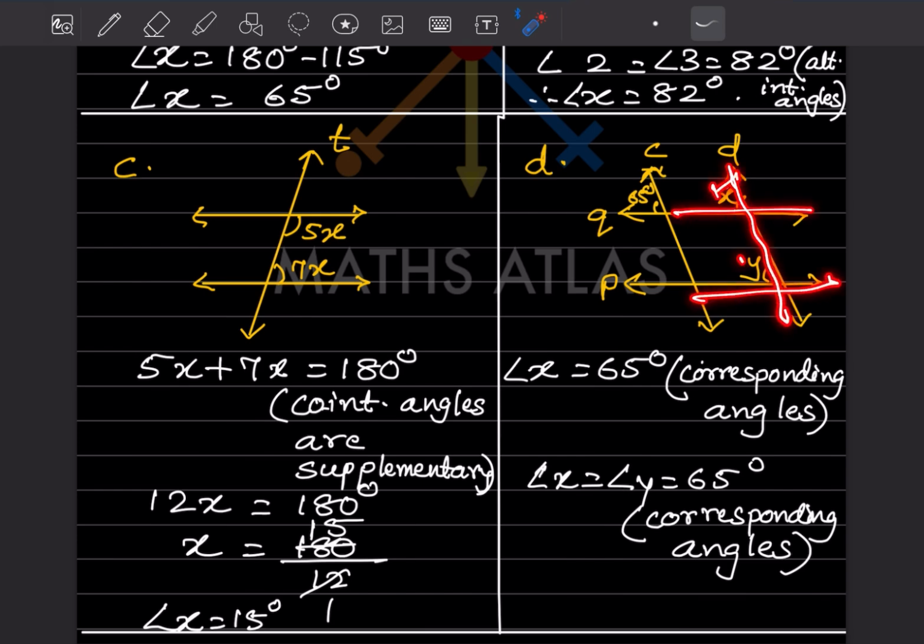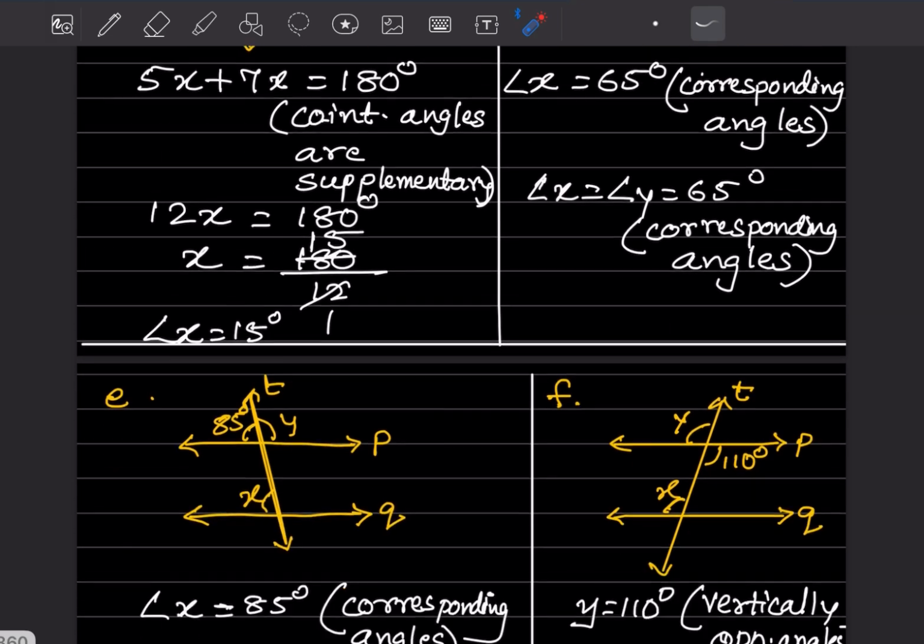So this is x and this is y. Again, this is 65, x is 65, so y also should be 65, because again this will be the transversal and these will be the parallel lines for it. So that is going to be corresponding angles.